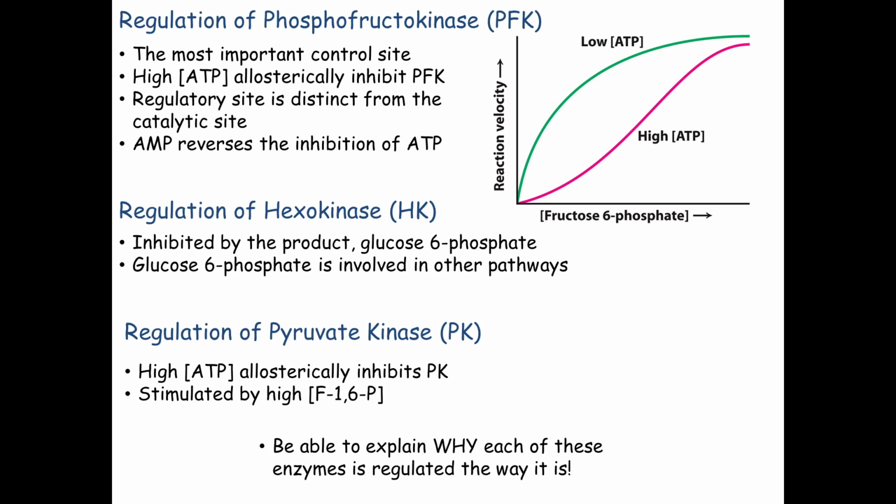And finally, the last one at step 10, very much like the phosphofructokinase, high ATP inhibits it, and a lack of ATP would not inhibit it. So it's very easy to remember what does what here. Be able to explain what each of these does and why. All right, so what kind of questions do we have on this?